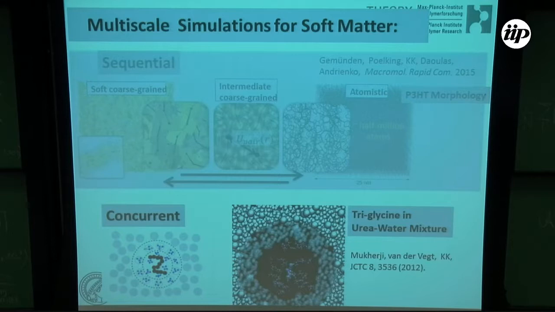So maybe there are many situations, like for instance you have this solute, triglycine, in a urea-water mixture. Urea is known to denature proteins, and one would be interested in how different pieces of a protein chain react to a mixture of urea and water. Then, of course, I do not need urea and water way out here in all the details. I only need to know it here locally. And can I really develop a method which allows us to look at that?